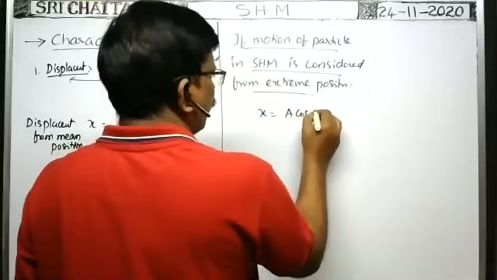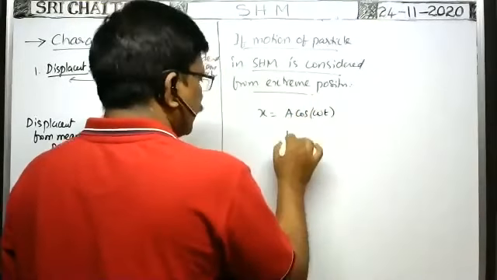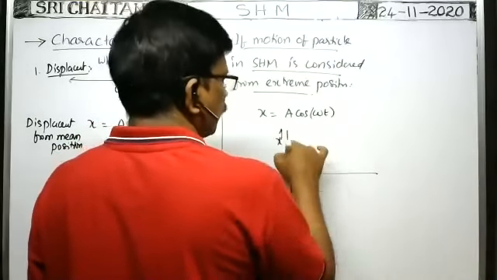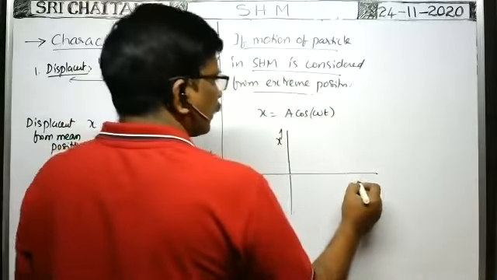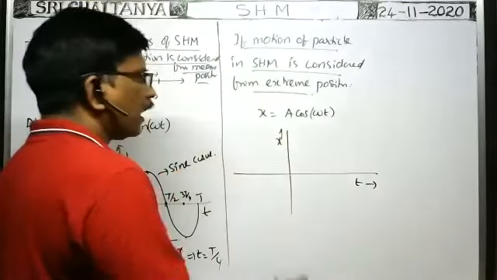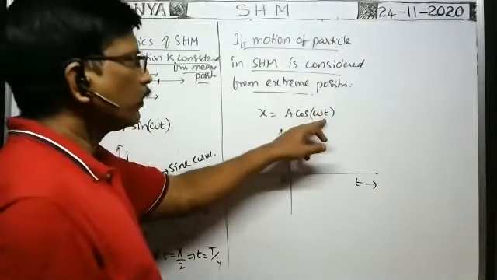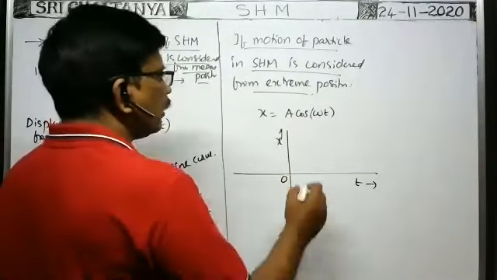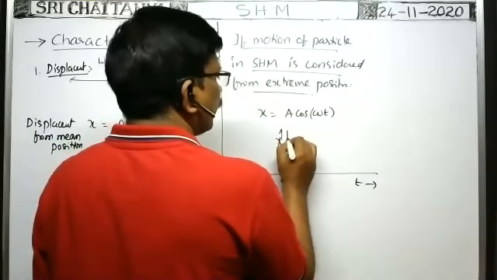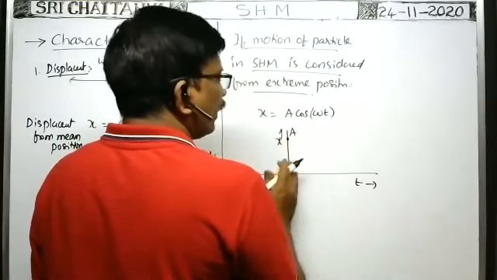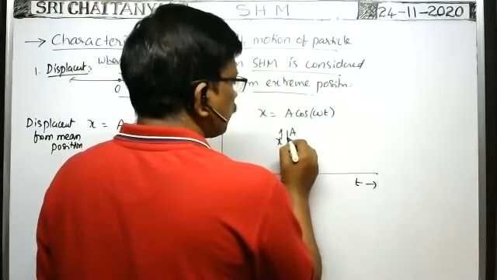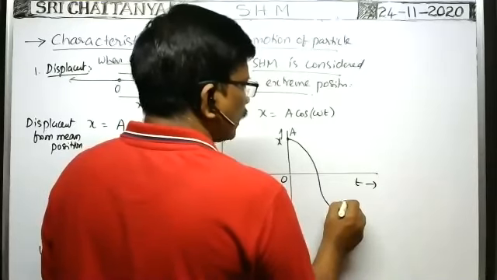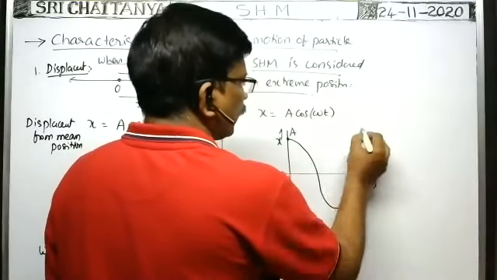a cos ωt. So for this, how can we draw the graph? You take displacement of the particle in SHM along the y-axis and time along the x-axis. Then what type of graph will you get? At t is equal to 0, cos 0 is 1, so maximum value. So x is equal to a, no? So at t is equal to 0, x is equal to a. That is the maximum value plus a. When time lapses, the displacement gradually decreases and becomes 0, then increases in the negative direction and reaches maximum value, and again 0 and maximum like this.